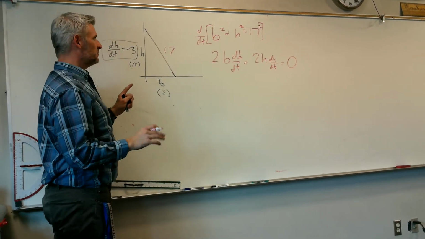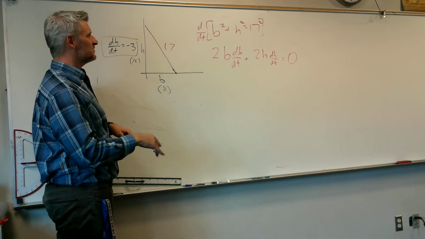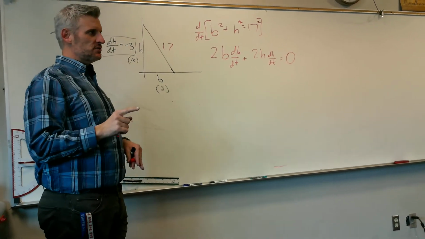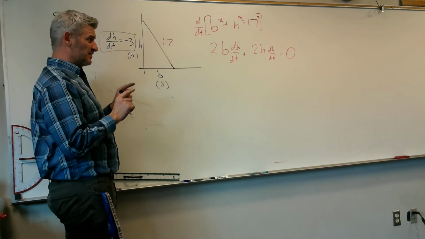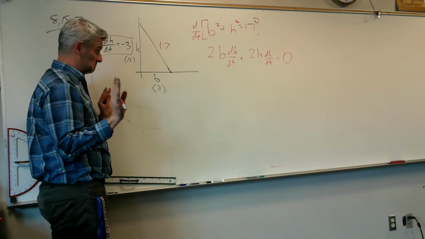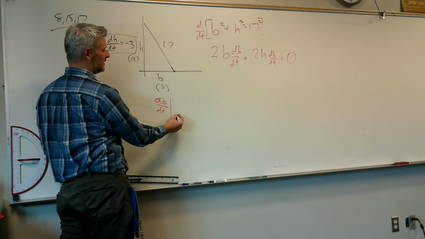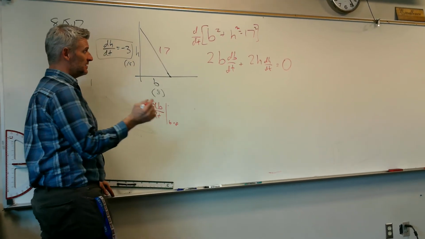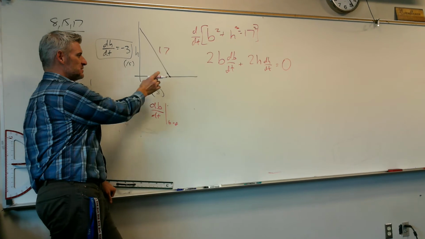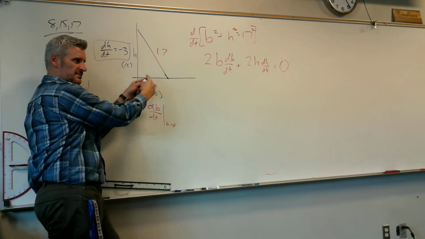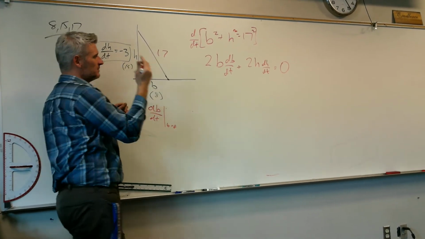So now I'm just going to plug stuff in. If you feel like canceling out the 2's, that's fine. Something you always want to do is check to make sure that the thing you're solving for is the only thing that you don't have. Because I'm looking for dB/dt when B is 8. I'm thinking that dB/dt should be a positive number, right? Isn't this getting bigger?